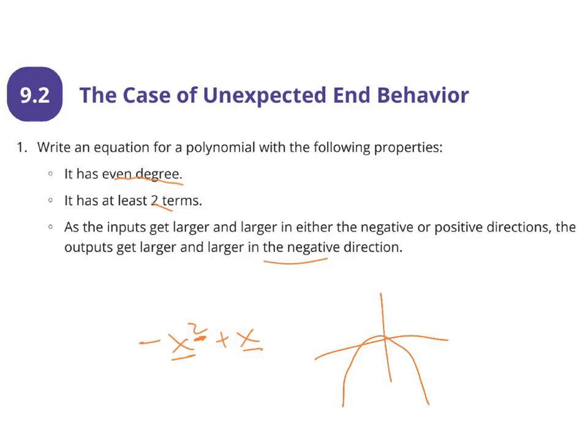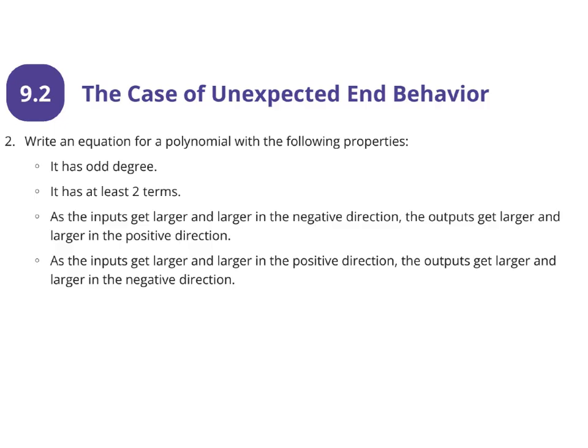So there you go. Looking at the next one, it has odd degree. So this is x odd, has at least 2 terms. As the inputs get larger negative, outputs get larger positive. As inputs get larger positive, outputs get larger negative. That tells us this is negative x odd. So if I write negative x cubed plus x squared, it doesn't matter what any of the other terms are. The most important thing is the highest degree.